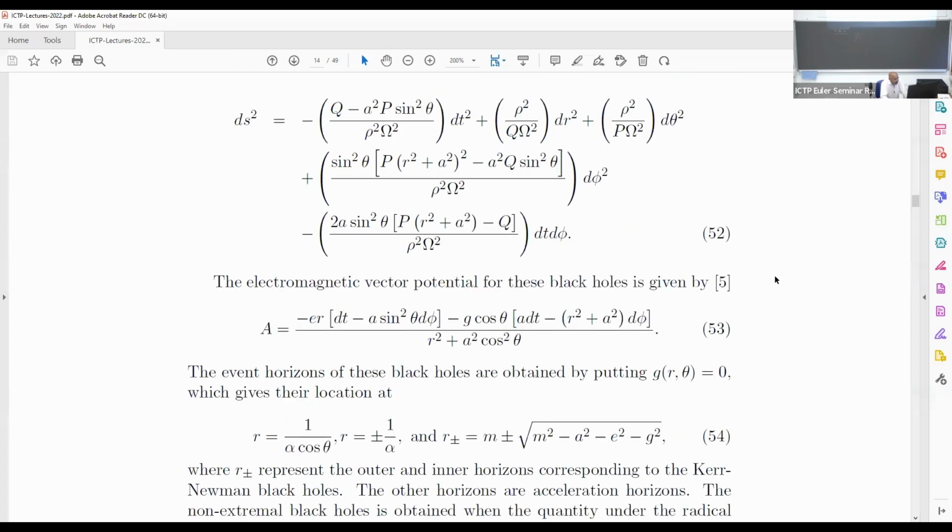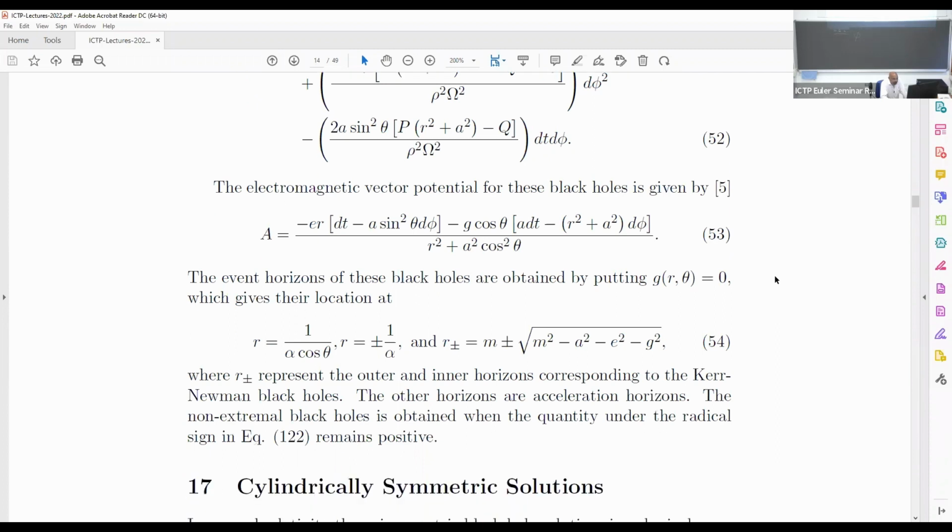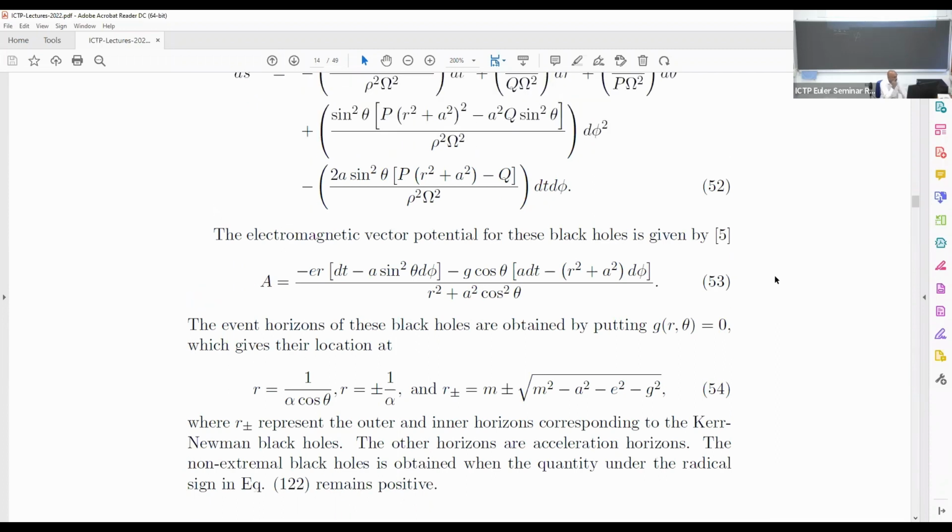You can see the event horizon expression, which is again quadratic, but now it involves four parameters. In 54, apart from mass, we have rotation, electric charge, and magnetic charge. The requirement again is that in 54, the expression under the square root sign be positive. We normally require it to be positive so that we have the case which is called the non-extremal case.